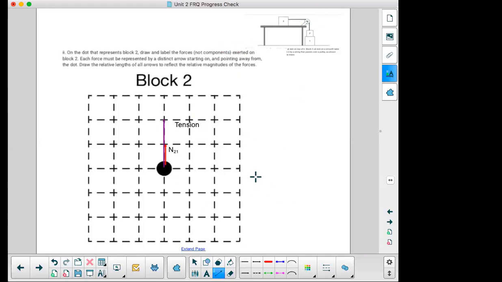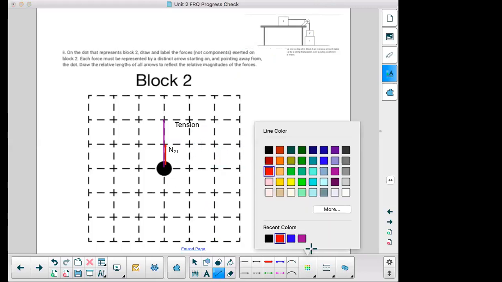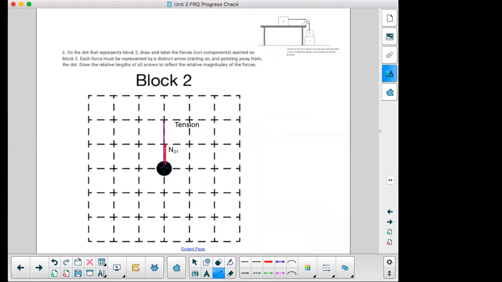I don't know if I'm still recording. Yeah, I'm still recording. Okay, so I've got tension up and normal up. Block two has the string pulling up and block one is pushing up. What else is pulling down or pushing down on block two? Begins with a G, ends with a gravity. Gravity.